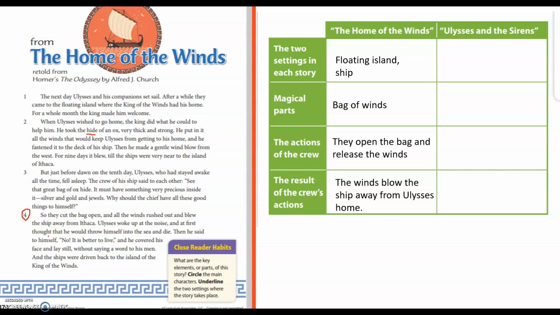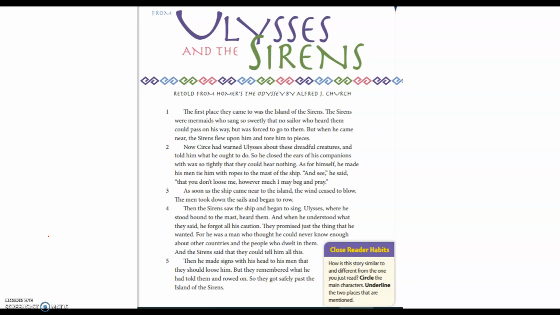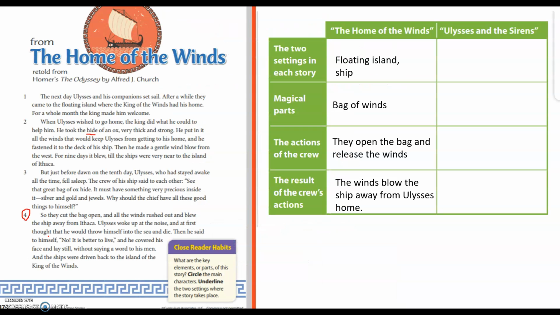You're going to be reading another story today about Ulysses. It's called Ulysses and the Sirens. And you're going to be drawing this graphic organizer in your notebook and finishing it with that story. And then tomorrow, I've posted this graphic organizer and it's complete, so you'll be able to check your work. Then we'll be working on a writing assignment with this story. So today, you're finishing your graphic organizer. Tomorrow, you're checking your work. And then the following day, you're going to have a writing assignment with these two stories.